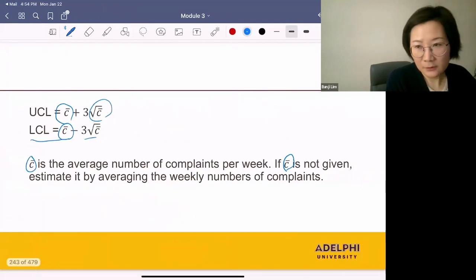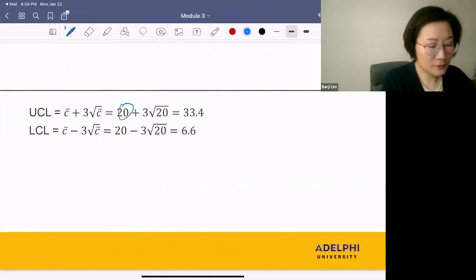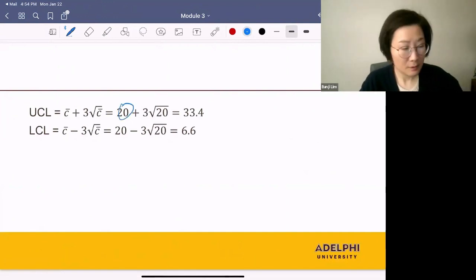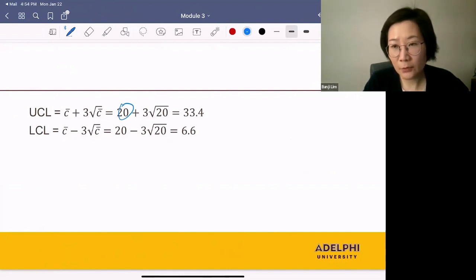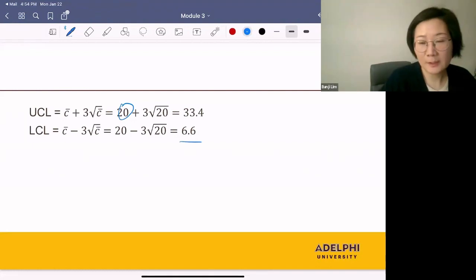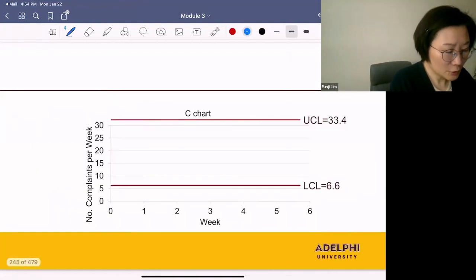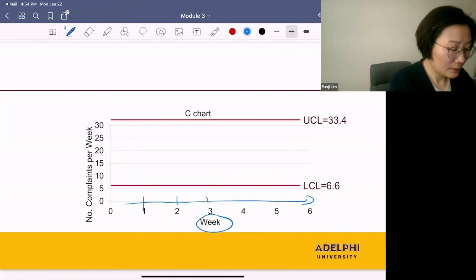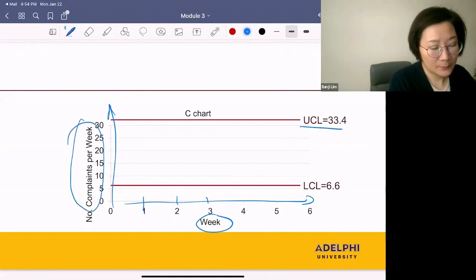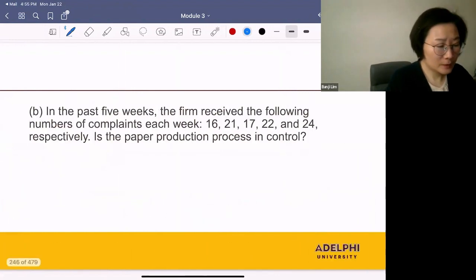So let's plug this into our formulas. 20 plus 3 times the square root of 20 is 33.4. That's the upper control limit, and the lower control limit is 6.6. So here is the C chart. On the x-axis, we have the week, and on the y-axis, we have the number of complaints per week, the upper control limit and the lower control limit. Let's go to part B.